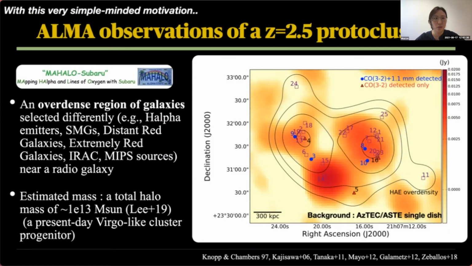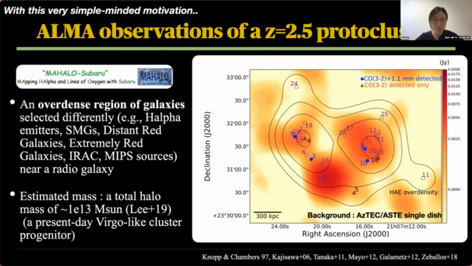So here comes the new observational study for the same protocluster. If I briefly introduce this protocluster, it is less famous than the Spiderweb. It is at redshift 2.5, and it is an overdensity region close to a radio galaxy here. It is known to have abundant overdensities of galaxies selected in different methods, including H-alpha emitters, submillimeter bright galaxies, and IRAC galaxies as well.